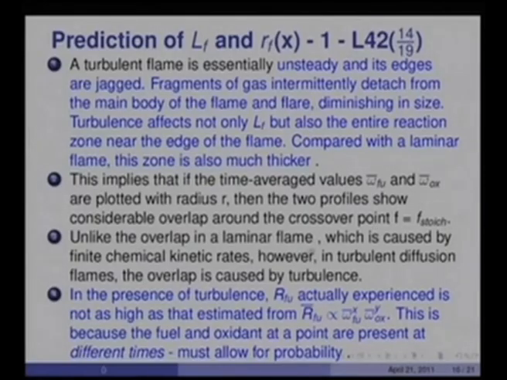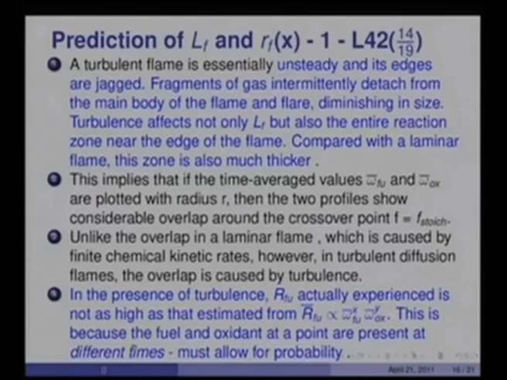Unlike the overlap in laminar flame, which is caused by finite chemical kinetic rates, in turbulent diffusion flames the overlap is caused by turbulence. And in the presence of turbulence, RFU actually experienced is not as high as estimated from RFU proportional to omega Fu raised to x, omega ox raised to y, and this is because the fuel and oxidant at a point are present at different times.